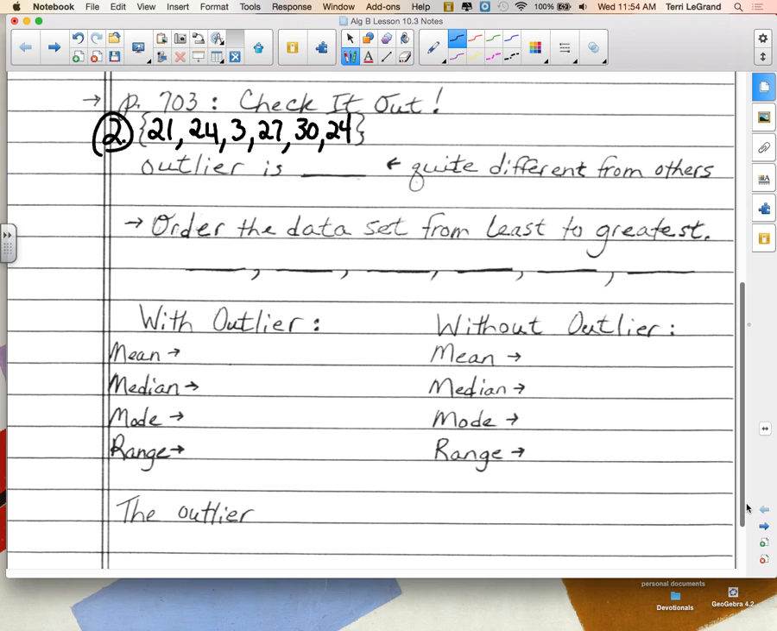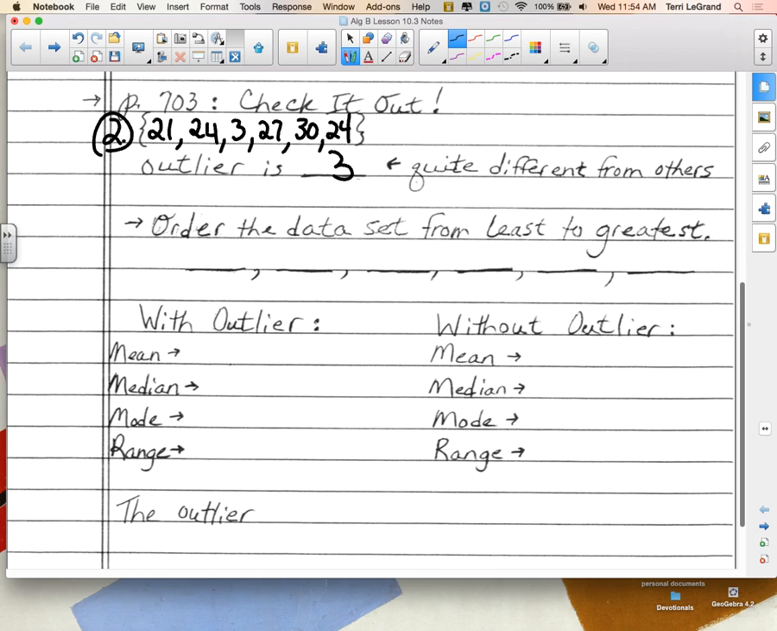Okay, how do you feel about this one? Are there any outliers? Yeah. 3 appears to be an outlier, doesn't it? It's quite a bit different than all the rest of them. We're in the 20s, and then we have that 130. So this is quite a ways away from the rest of them. So we're going to say that we think that 3 would be considered an outlier.